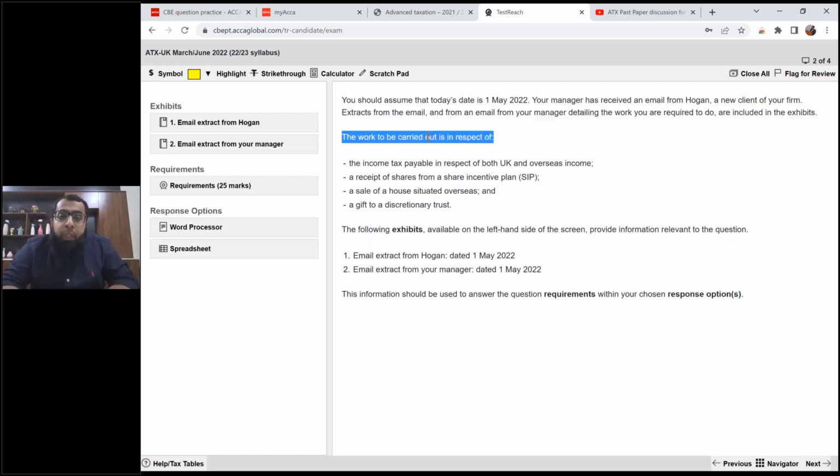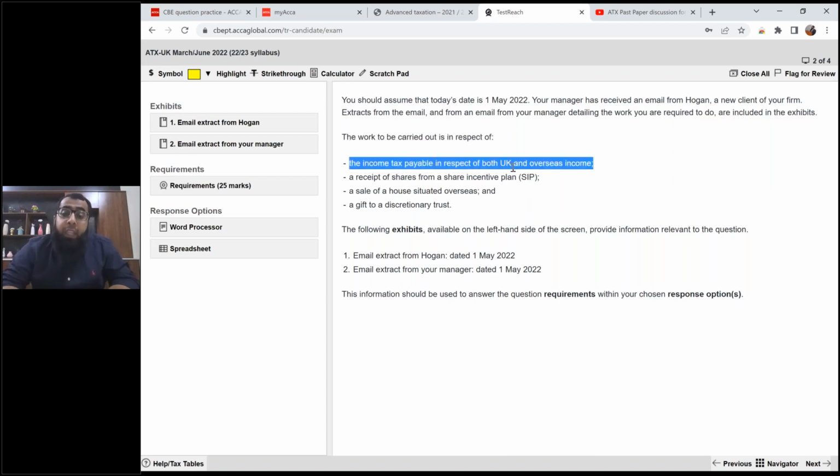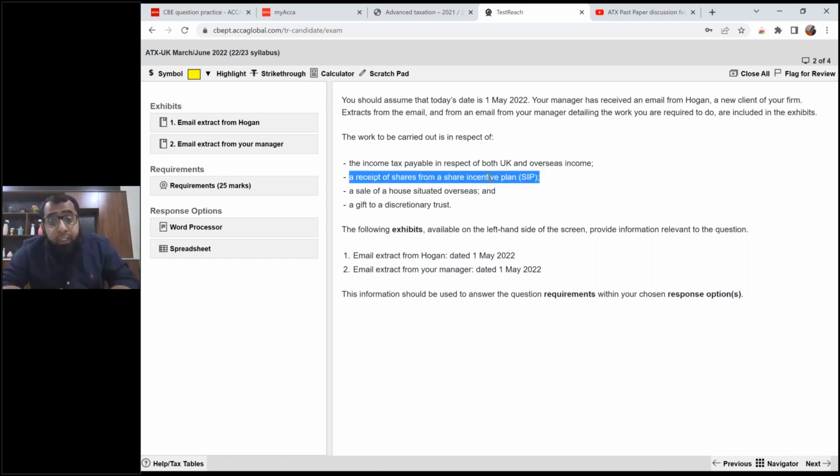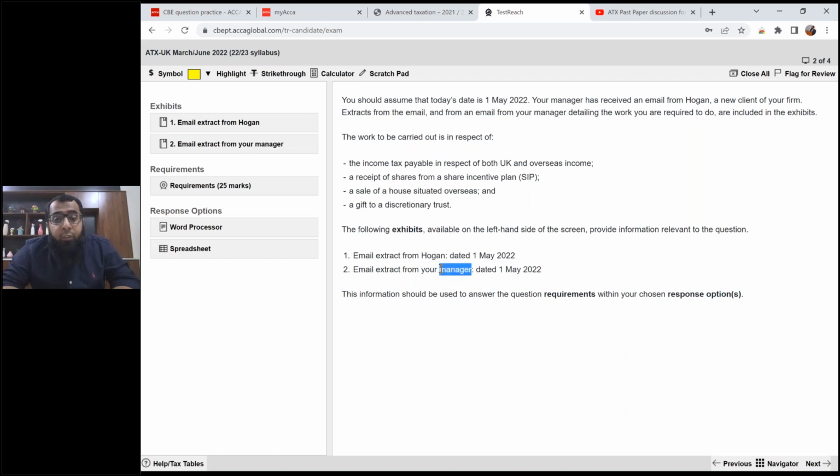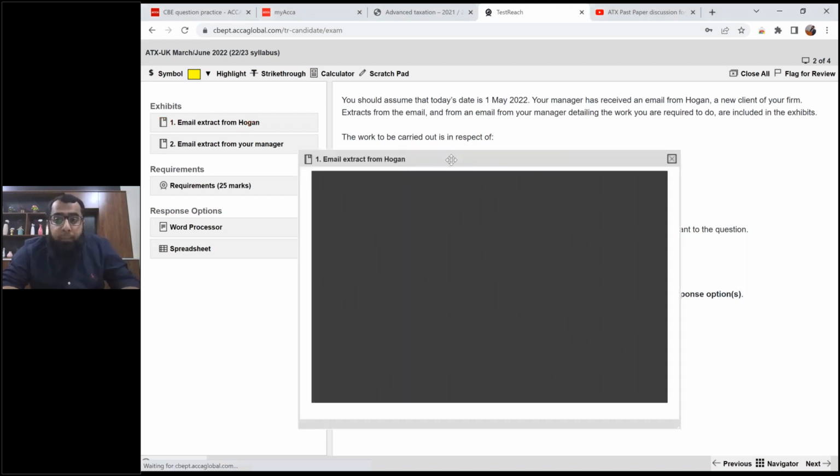The work to be carried out is in respect of the income tax payable in respect of both the UK and the overseas income, a receipt of shares from a share incentive plan, a sale of a house situated overseas, and a gift to a discretionary trust. The following exhibits available on the left-hand side of the screen provide information relevant to the question: the email extract from Hogan and the email extract from your manager. So let's look at it.